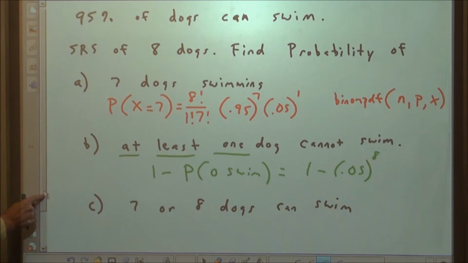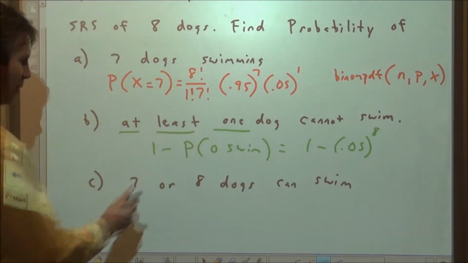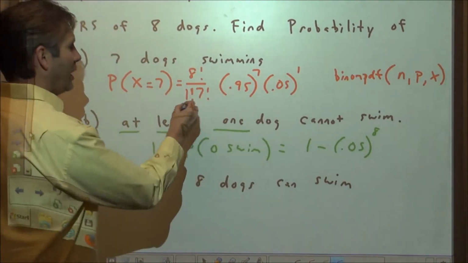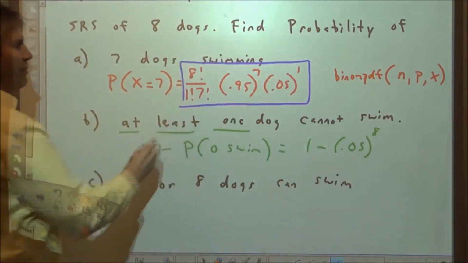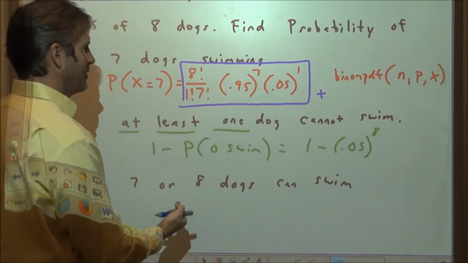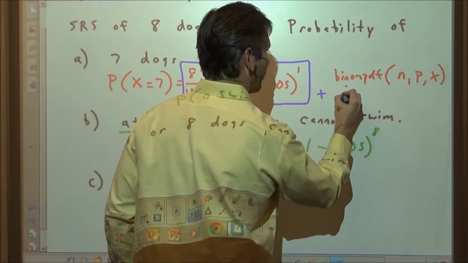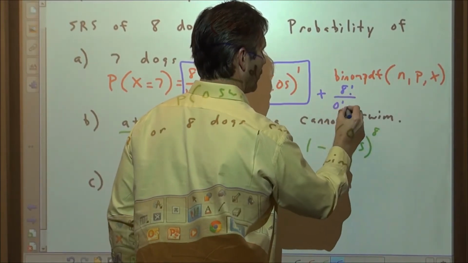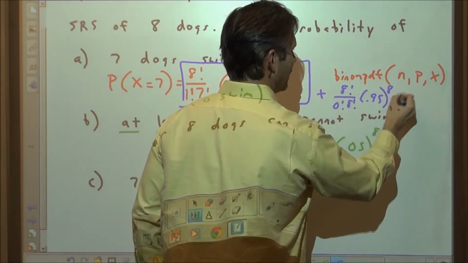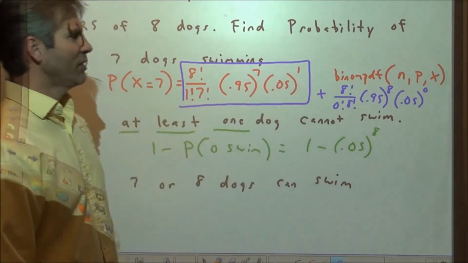And then finally, the last question might be, what's the probability of getting 7 or 8 dogs that can swim? This might be a realistic question on an AP exam, and they'll want you to show this probability right here for 7 successes, plus the probability that you get 8 successes, either written again as the binomial probability formula, where it's 8 factorial over 0 factorial times 8 factorial times 0.95 to the 8th times 0.05 to the 0 power. So it could be these 2 things added together.